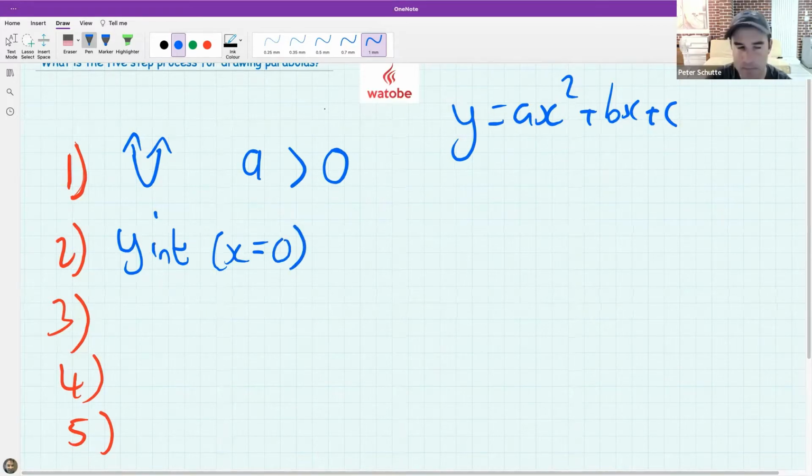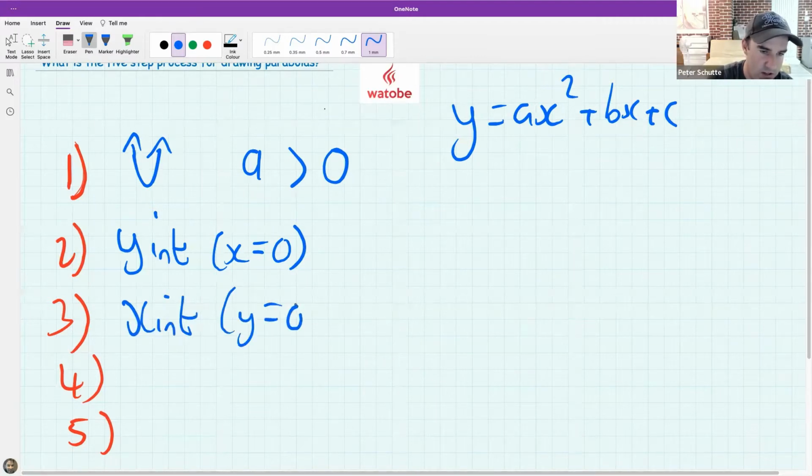Yep, I see Teddy's mentioned something called symmetry. Which step was that, Teddy? What's step 3? Okay, so step 3 is the x-intercept. We make y equal to naught.